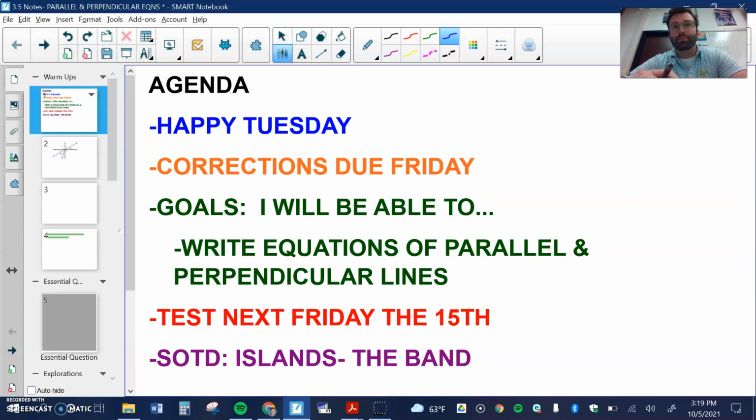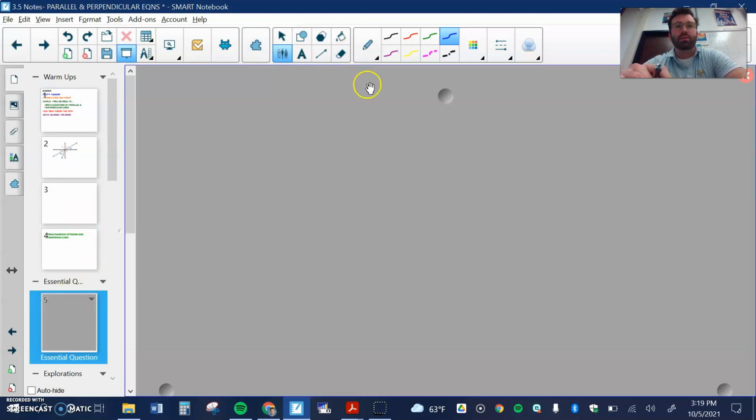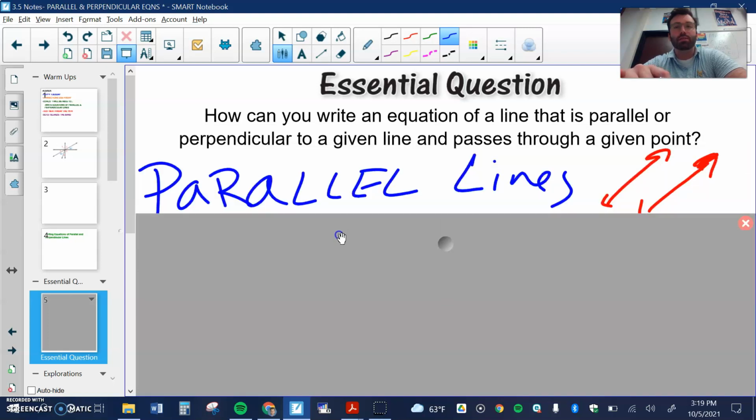There we go. Let's talk about 3.5. We're talking about parallel and perpendicular lines, and writing their equations. First off, I want to talk about everything we know about each of those parallel lines.